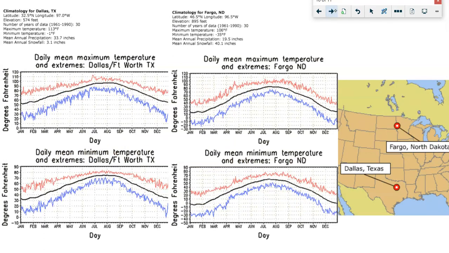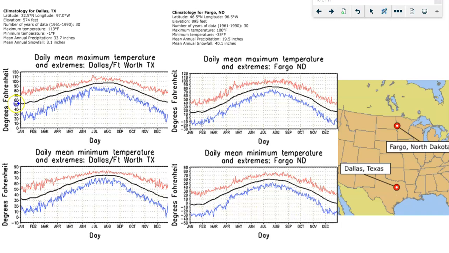Okay, let's make our last city comparison here. So we've got Dallas, Texas, and Fargo, North Dakota. Already you should just notice the difference in latitude here. That's going to be a major factor, right? We're going to see warmer temperatures in Dallas because it's closer to the equator. We're also going to see less seasonal changes in Dallas. We're not going to get real cold winters and real hot summers. It's going to be less of a temperature difference.